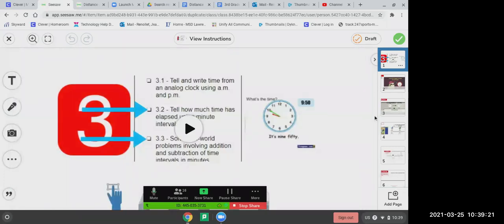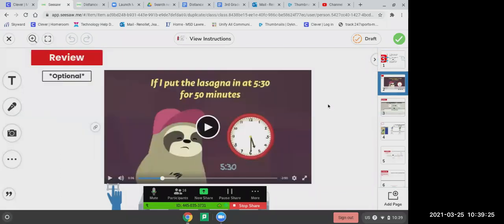All righty. So today we're going to start by watching our vocabulary. This will get our brains thinking about elapsed time. And then we'll look at some examples from our task today.